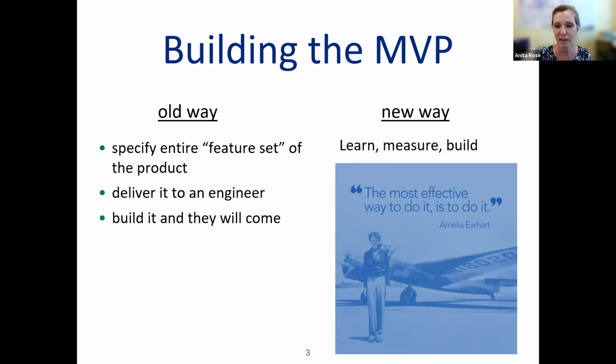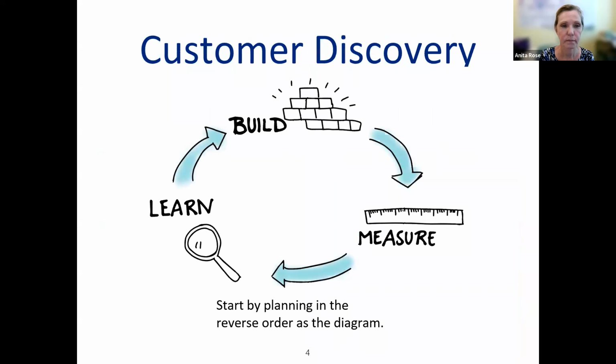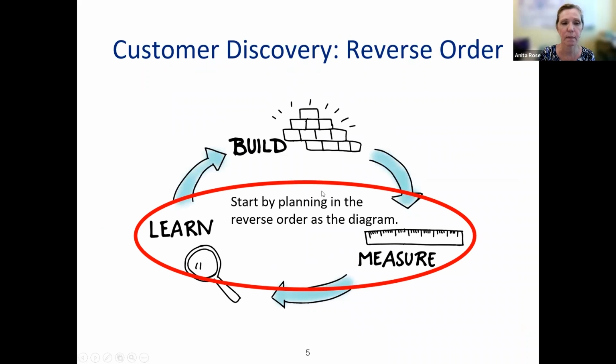Quote here from Amelia Earhart: the most effective way to do it is to do it, right? So at some point, you really just have to get it done. Again, here, as you recall, our customer discovery model, we are doing in reverse. Instead of build, measure, learn, we are learn, measure, and build.